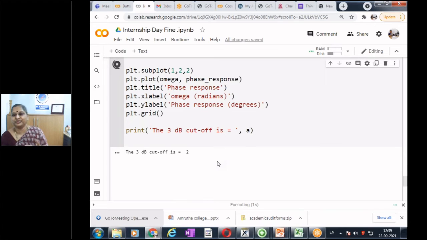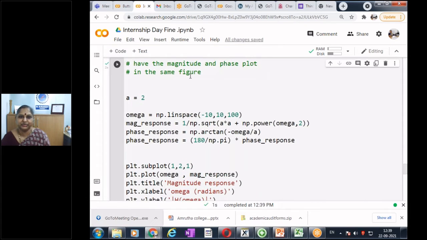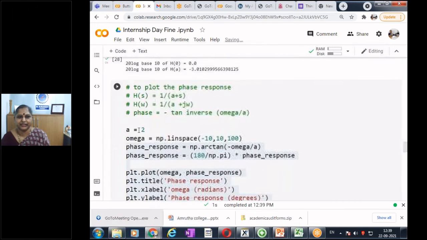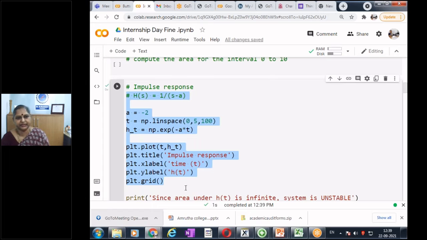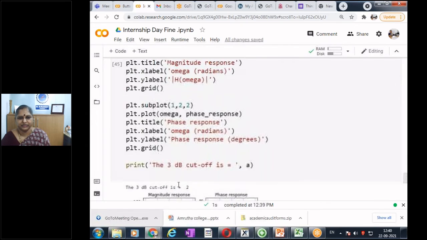If you want to have the impulse response also, we can have that in this figure itself. So let us put the magnitude plot, the phase plot, and the impulse response all in the same figure. Let us get the lines for the impulse response from above. Where is my impulse response? I have H of S, I have this plot. Let me get that line from the impulse response.